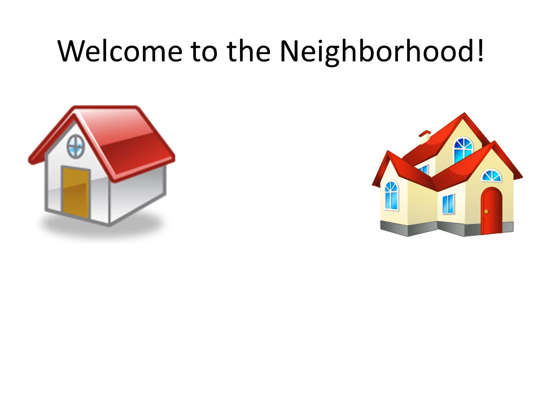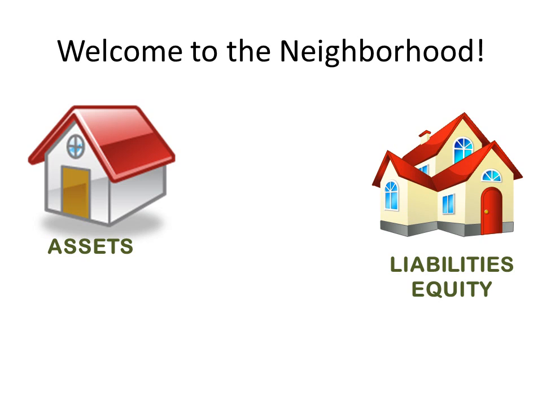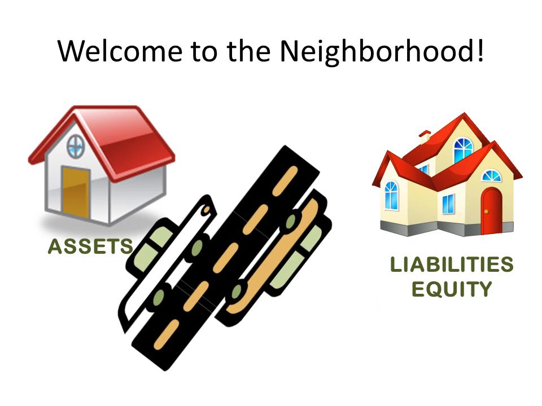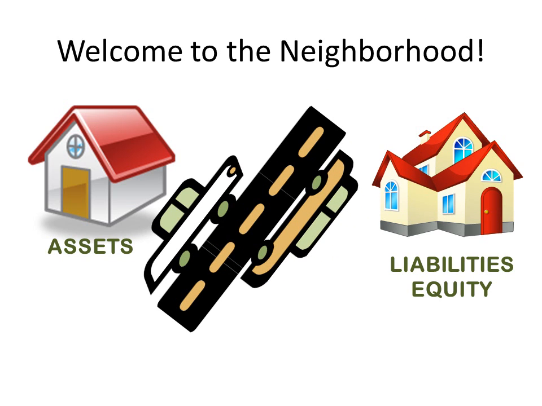So the first thing I want to do is welcome you to the accounting neighborhood. And as in most neighborhoods, there are a couple of houses here. And we're going to say that the assets family lives in this house over here, and the liabilities and equity families, they live over here in this multi-family home. And there's a street, so they're on different sides of the street, kind of like you'd see in a typical neighborhood.